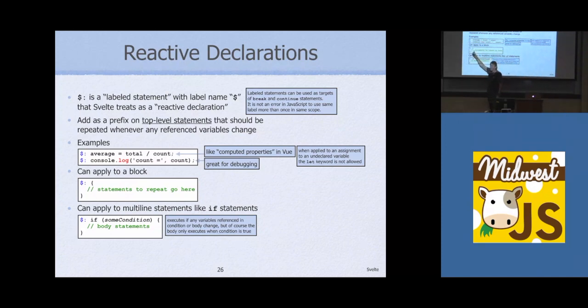You can even put that label in front of a block of code, and if any of the variables used in that block change, it'll re-execute the block of code. You could put it in front of an if statement. And so if my condition changes, it can rerun that whole if block.